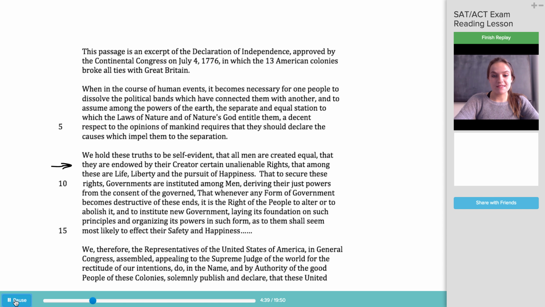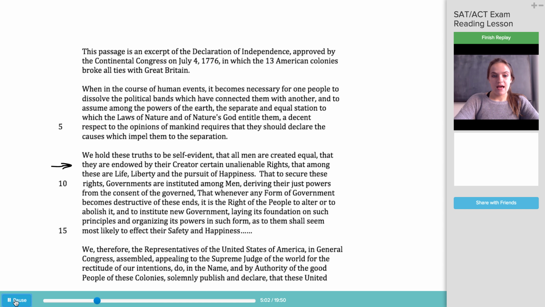We hold these truths to be self-evident, that all men are created equal, that they are endowed by their Creator with certain unalienable rights, that among these are life, liberty, and the pursuit of happiness. That to secure these rights, governments are instituted among men, deriving their just powers from the consent of the governed.